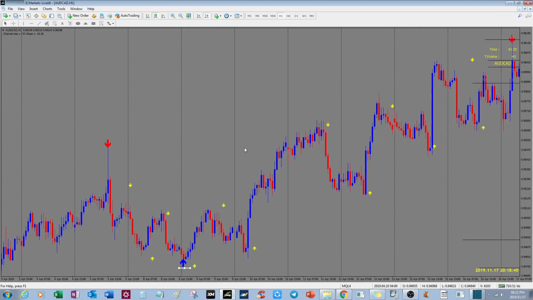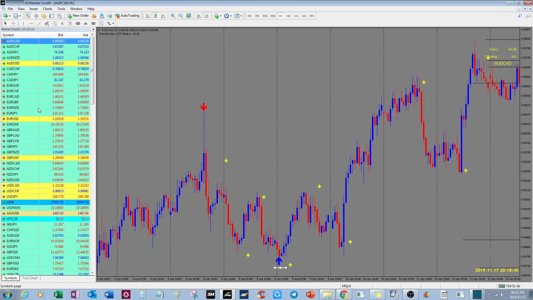Guys, I'm showing you the back testing of the software. I went through a lot of charts with the back testing, and guys, this trading software is just phenomenal. Let us go to another trading currency pair.